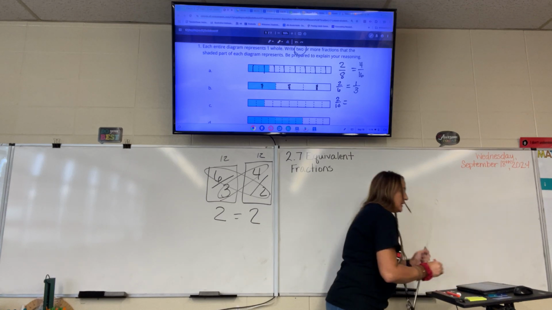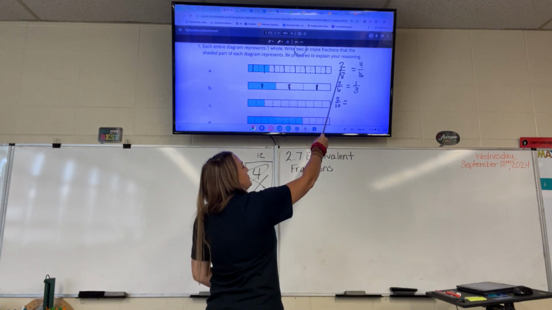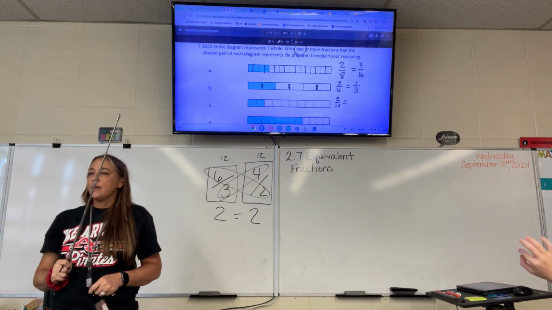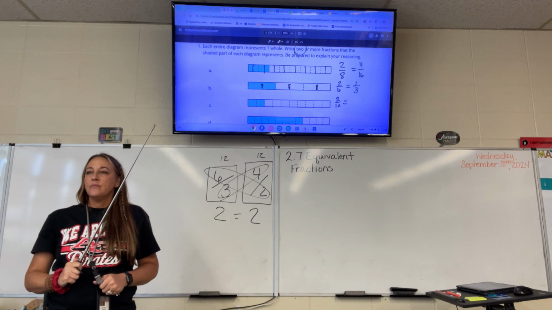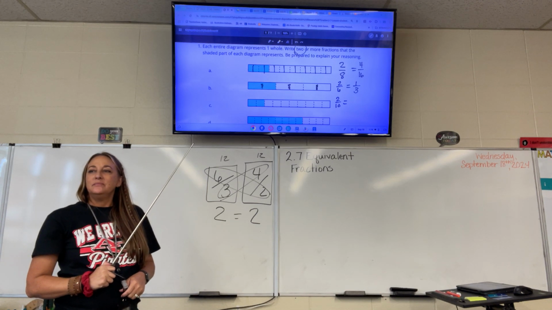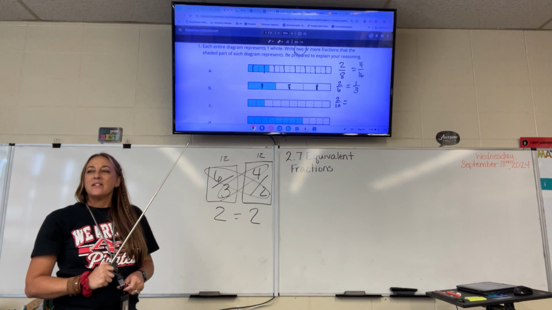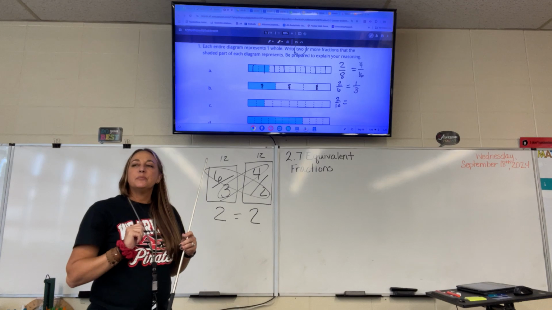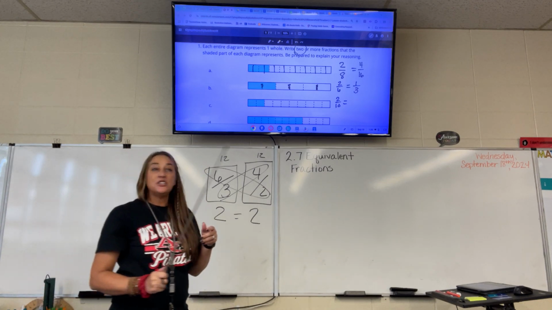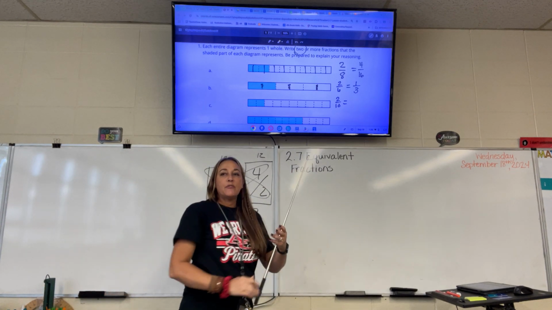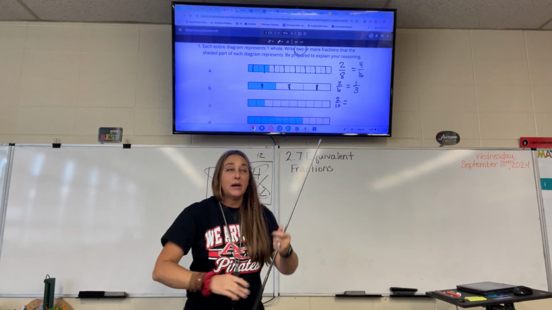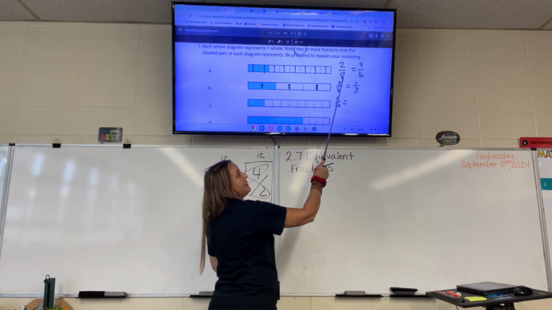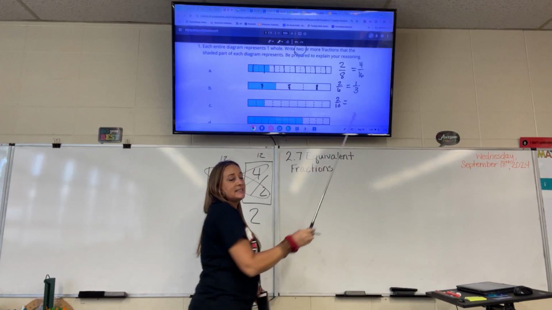Now, let's look back at this one a second. What do you do to 2 to make it 4? Evan? Add 2. You can add 2, but what can you multiply by? 2. Multiply by 2, right? Because remember, if we do it to the top, we do it to the bottom. So, if you multiply 2 by 2, you get 4. What about if you multiply 8 by 2? What do you get? 16.